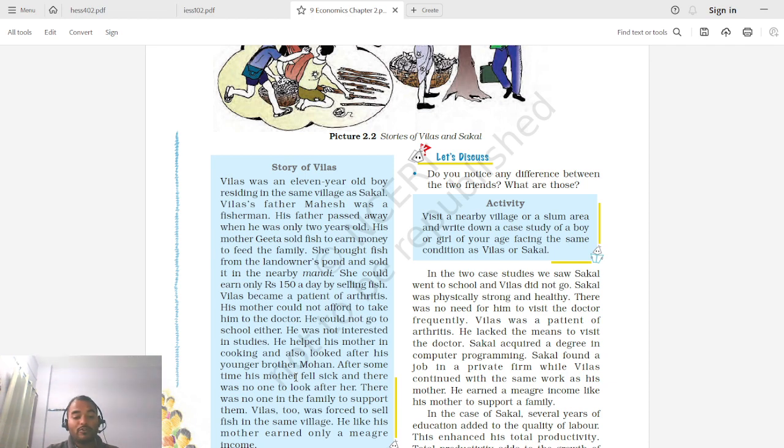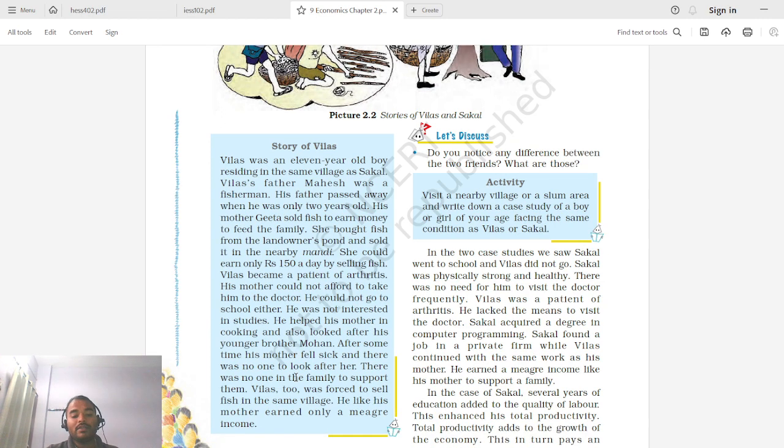There was no one in the family to support them, so Vilas too was forced to sell fish in the same village. Like his mother, he earned only a meager income. But since his mother could not go to the market, Vilas had to go, because if they did not earn, there would be no food for them to eat. He earned the same amount as his mother, which was a very little amount of money.